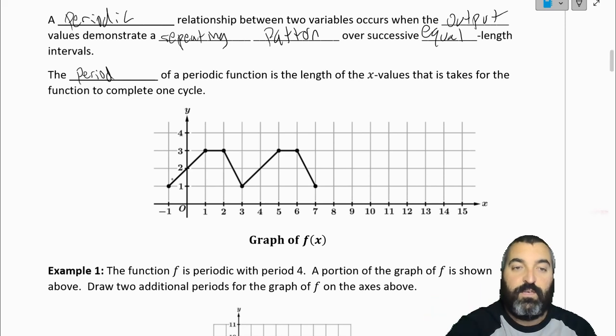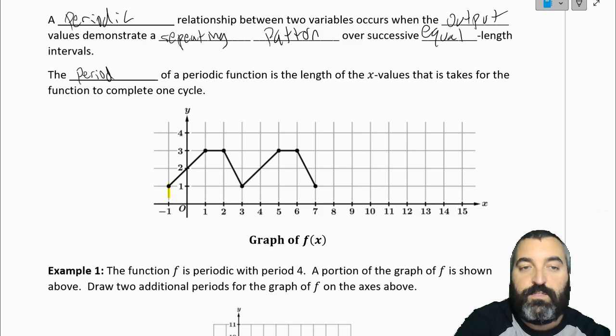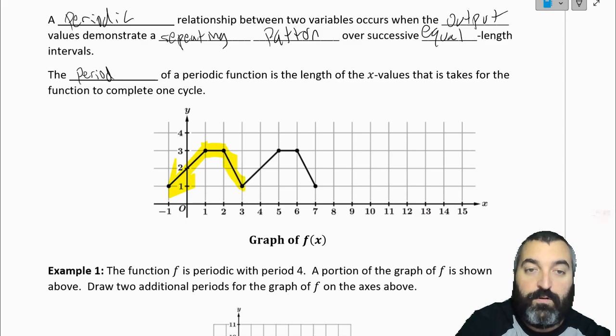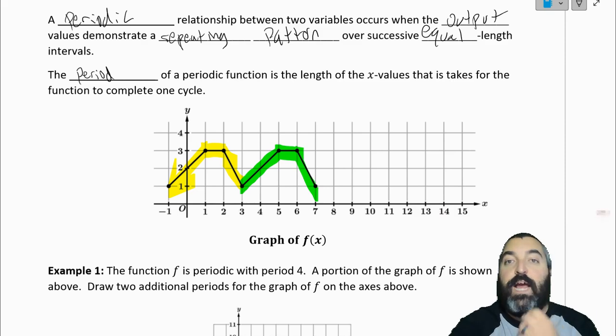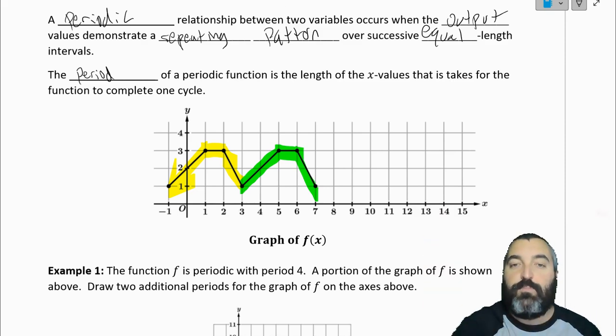So if we look at this, if I go from where it starts here, I go 1, 2, 3, 4. So that's 4 units in the x direction. It then starts again. Starts down here at 1, goes up to 3, stays at 3, and then goes down back to 1. And then the pattern is going to keep repeating.